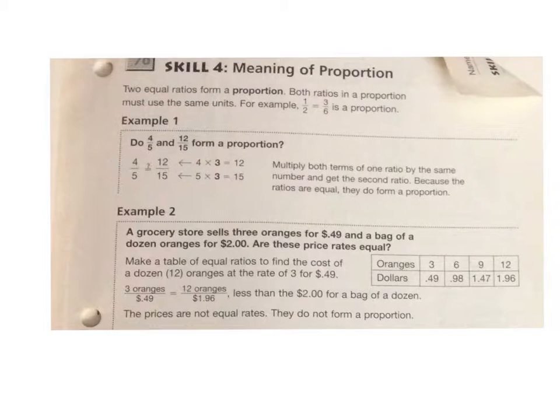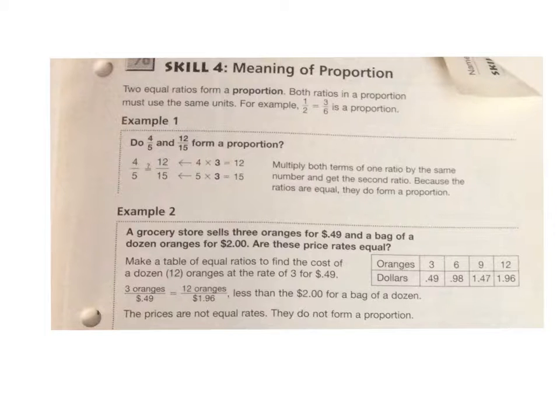You have missed a question on the test. So let's look through and review a prerequisite skill. We're going to look at the meaning of proportion. Proportions are two equal ratios that form a proportion. Both sides, or both ratios, in a proportion use the same units.